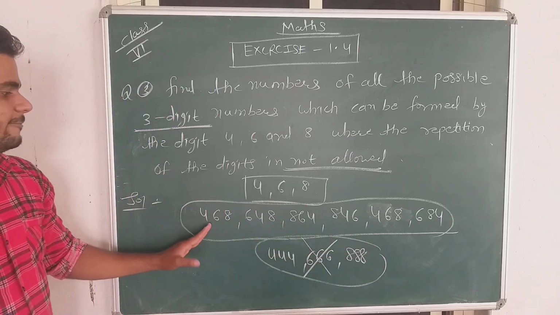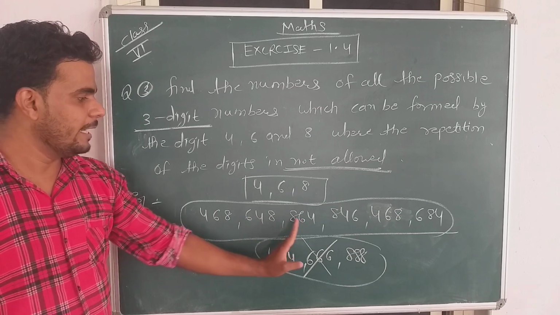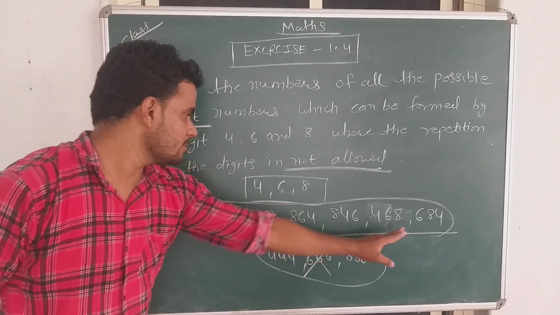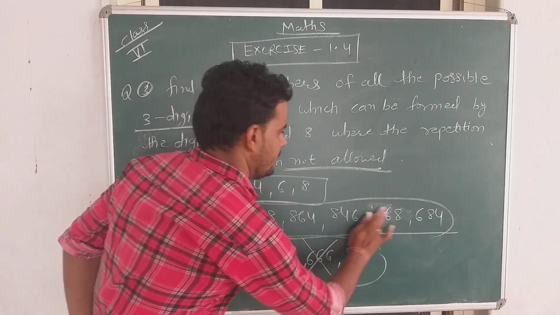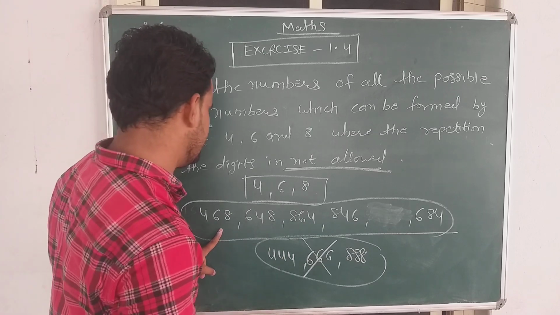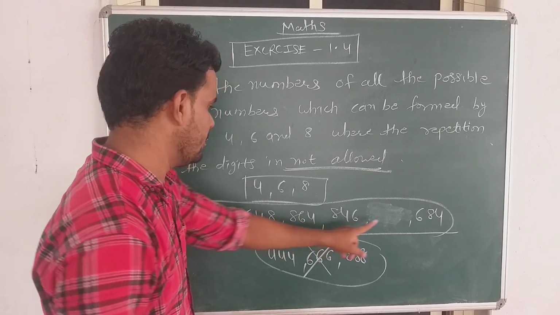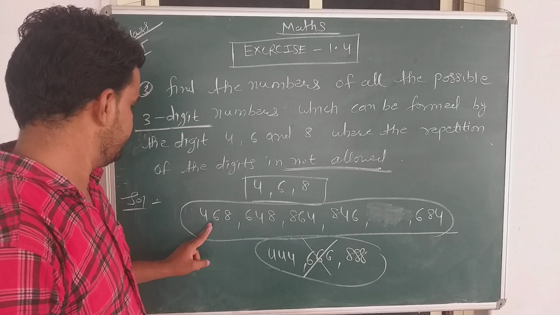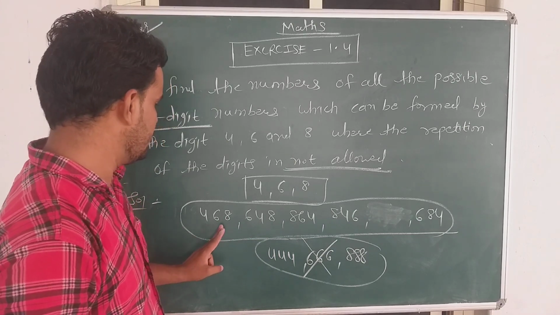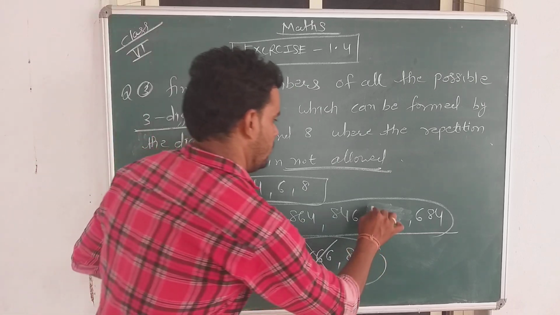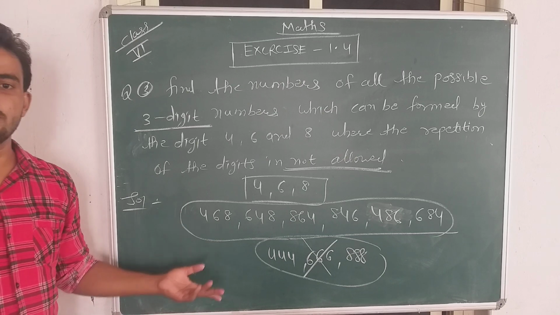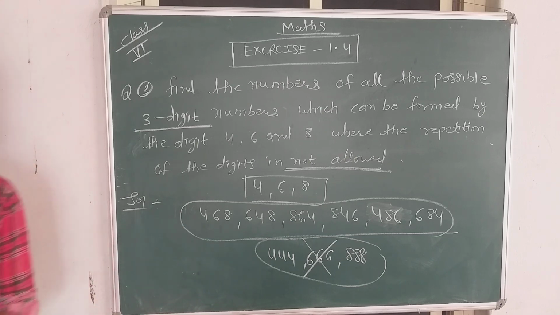So your final result is 468, 648, 864, 846, and sorry, I wrote 468 two times. 684, 864, 846, 486. Okay, these are the numbers. Take the screenshot and write in a notebook.